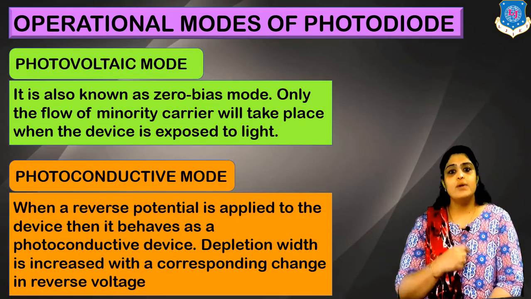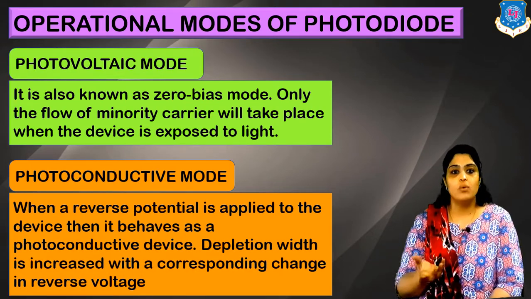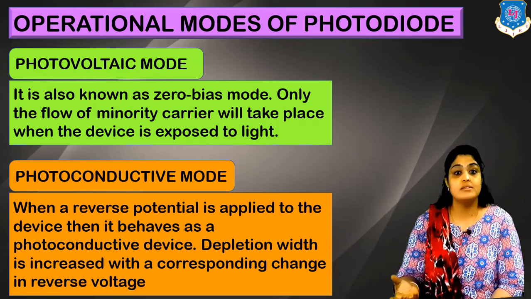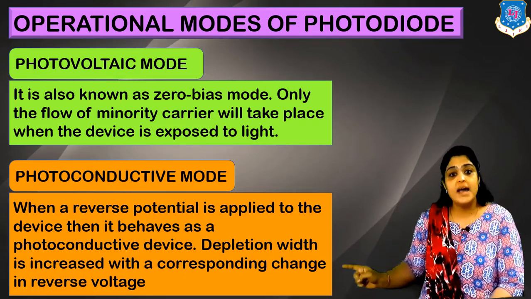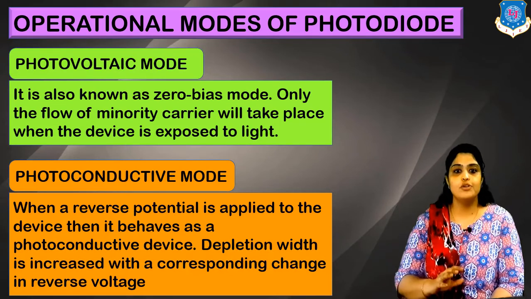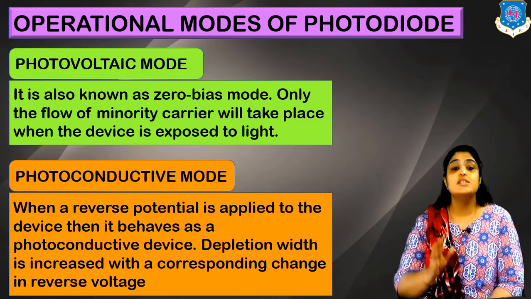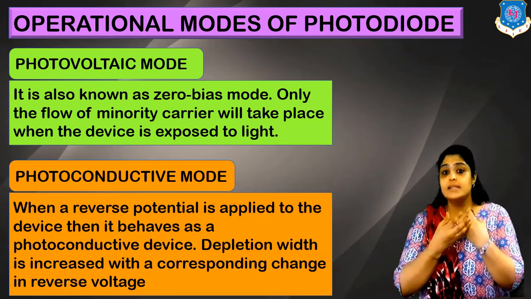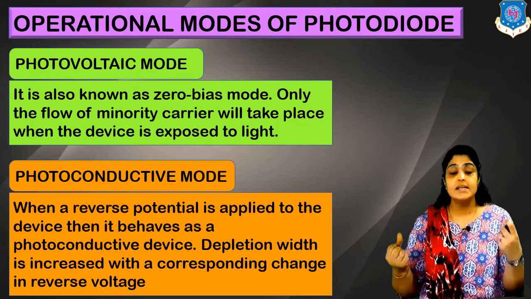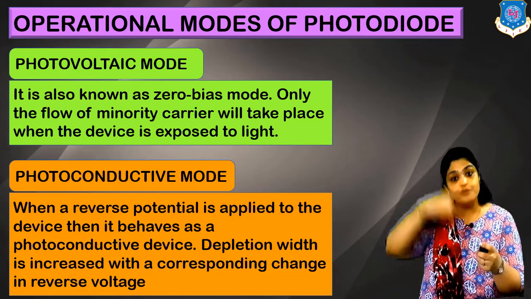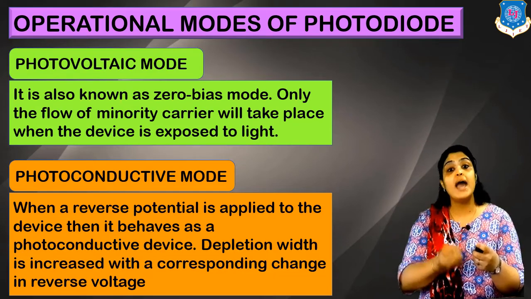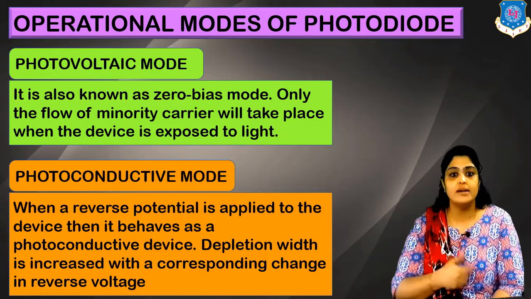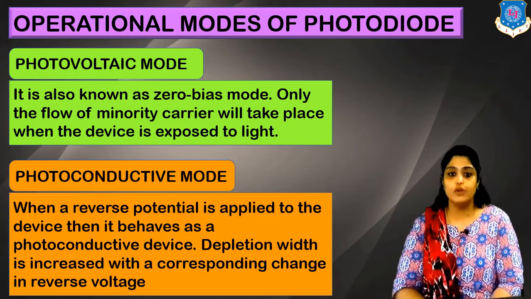Second mode of a photodiode is known as the photoconductive mode. The name itself says conductive means conduction takes place. So this is a mode in which reverse bias is also there and the photodiode is exposed to light both. So in this case, what will happen? Because we are giving reverse bias, the depletion layer width will increase. In this case, if the light is made to fall on the photodiode, more and more electrons will be released, giving us more current. So these are the 2 modes of a photodiode.